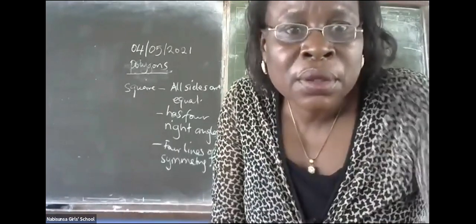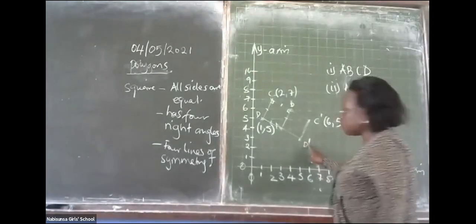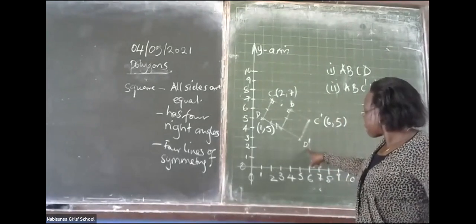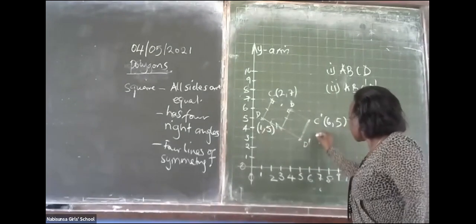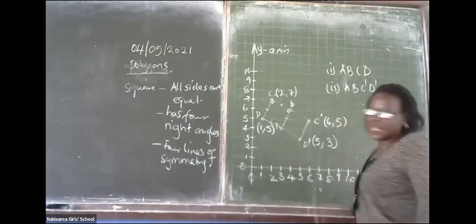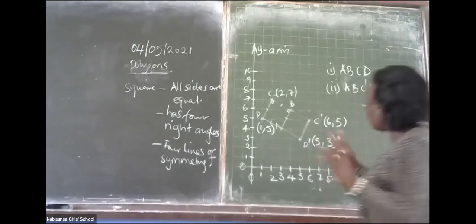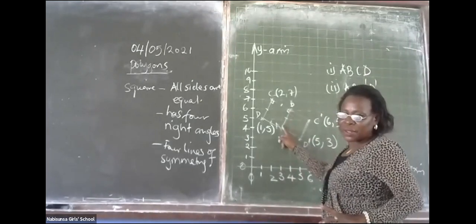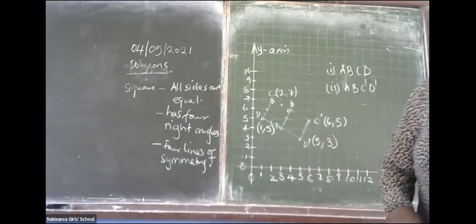Now, Zoe, can you give us the coordinates of D prime? Teacher, the coordinates are 5, 3. 5 on the x-axis, 3 on the y-axis. Those are the possible squares you can form with one line given. Are we together? Yes. Thank you very much.